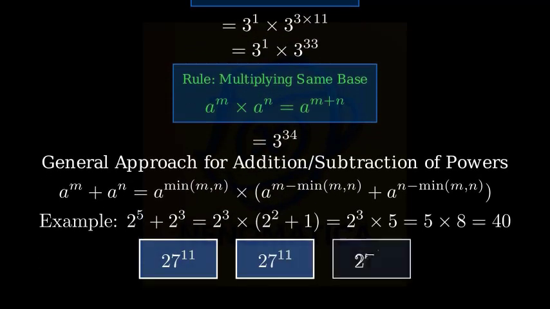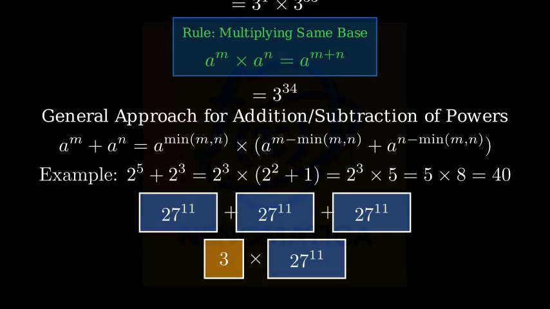Let's visualize our second example with a diagram to better understand what's happening. We start with 3 identical expressions, 27 to the power of 11. This is like having 3 identical large numbers. We're adding these three large numbers together. When we factor out 27 to the power of 11, we're recognizing that we have the same large number 3 times. So instead of adding them one by one, we can multiply this large number by 3, which is much easier.